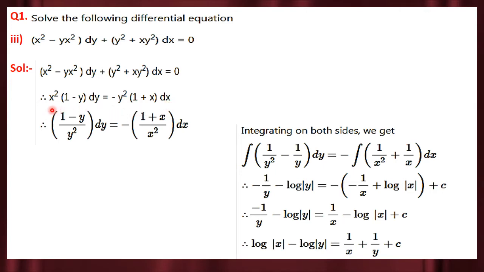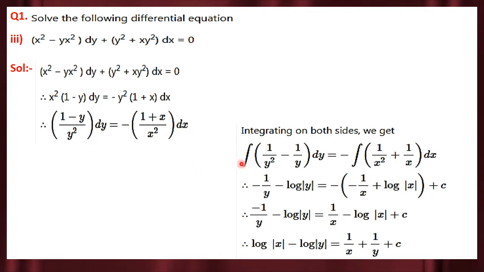Now we can divide both sides by x² y², then it will be (1 − y)/y², x² will get cancelled here. Then (1 − y)/y² dy is equal to −(1 + x)/x² dx. So both sides contain the functions of y along with dy and functions of x along with dx.